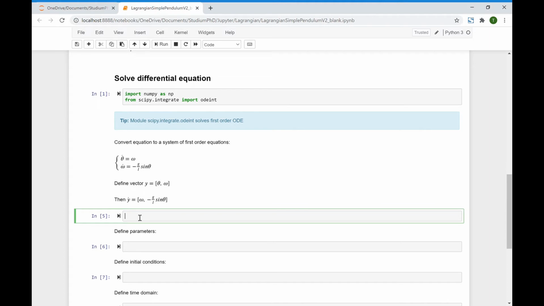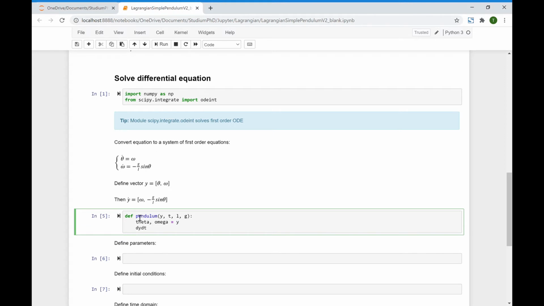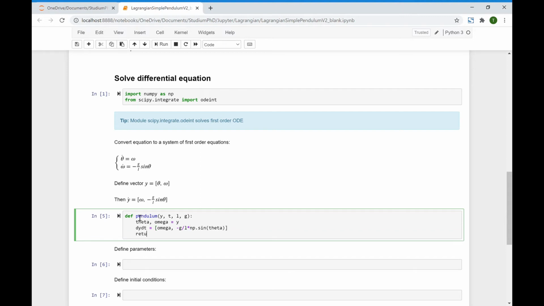So let's define it. Let's call it pendulum. What we have, we've got vector y as an input, t time, L and g. L and g, this is the length, and g is the gravitational constant, 9.8. So theta, omega, our two variables. And if we have our vector y, we can find a time derivative of it as I said before, omega, and this is the first one, and the second one minus g over L times sine theta, and return dy/dt.